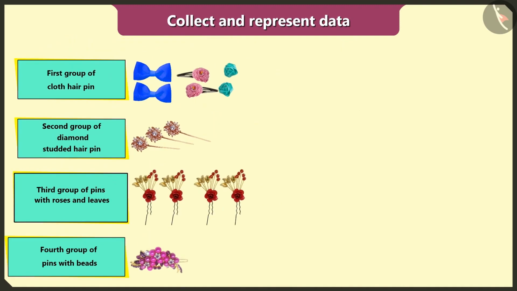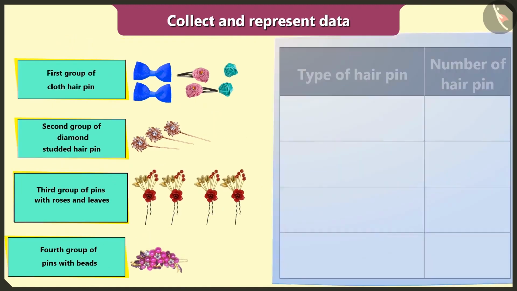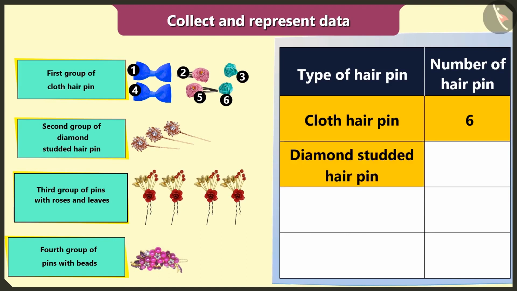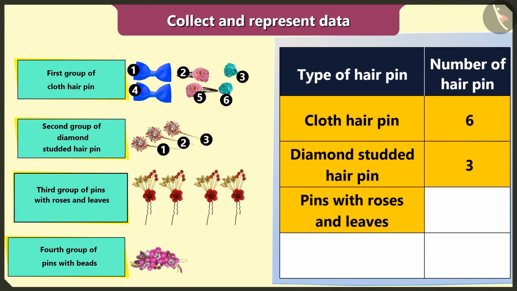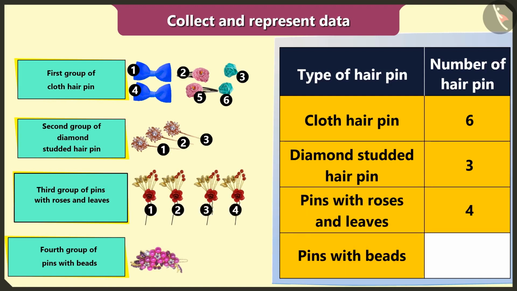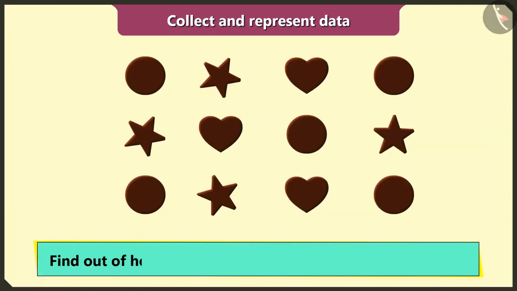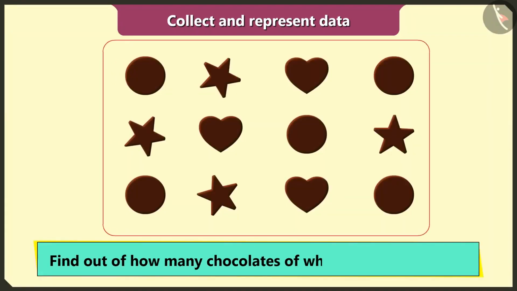with beads. Now I will represent all the data by making a table like this. The number of cloth hairpins is 6. The number of diamond-studded hairpins is 3. The number of hairpins with roses and leaves is 4. And the hairpin with beads is 1. Wow! I'm having fun! Come on, now let me find out how many chocolates of which shapes do I have.